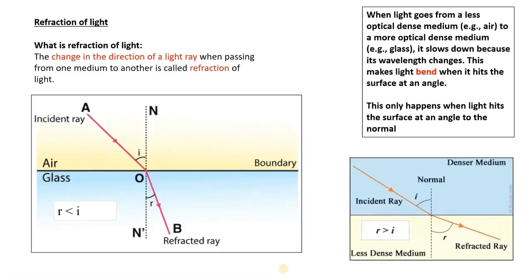Right, learners, now we move to refraction of light. Firstly, what is refraction of light? Refraction of light is the change in direction of a light ray when passing from one medium to another.